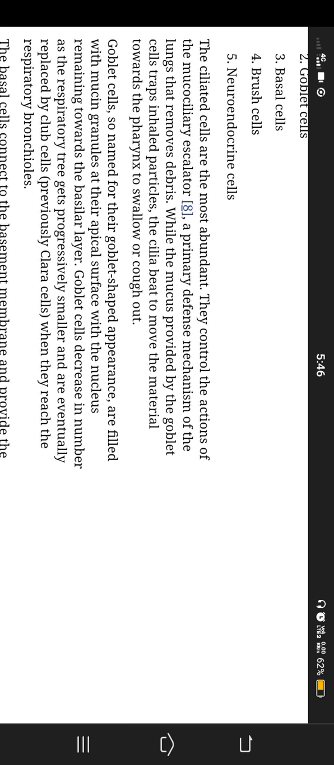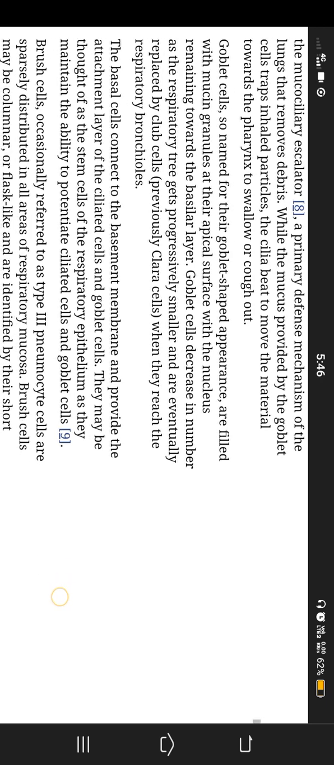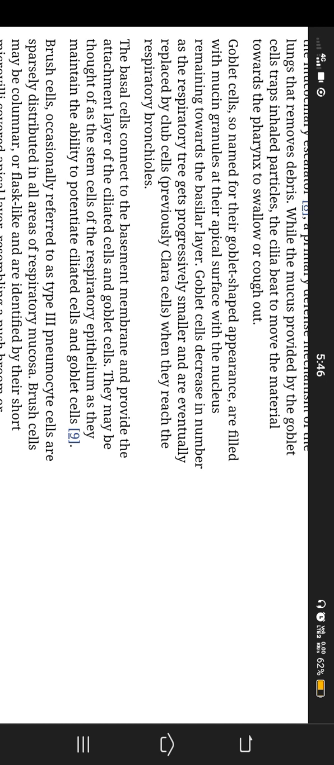They control the actions of the mucociliary escalator, a primary defense mechanism of the lungs that removes debris. While the mucus provided by the goblet cells traps inhaled particles, the cilia beat to move the material toward the pharynx to swallow or cough out. Goblet cells, so named for their goblet-shaped appearance, are filled with mucin granules at their apical surfaces, with the nucleus remaining towards the basilar layer. Goblet cells decrease in number as the respiratory tree gets progressively smaller and are eventually replaced by club cells, previously Clara cells, when they reach the respiratory bronchioles.